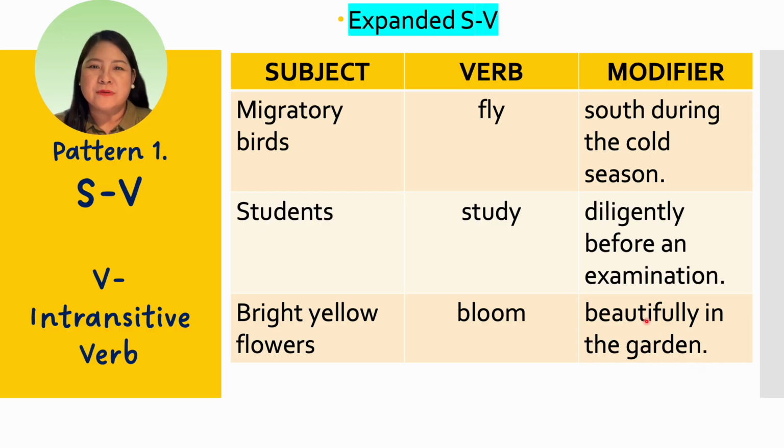Ma'am, what about without these modifiers? Are these sentences correct? Yes. Migratory birds fly, students study, bright yellow flowers bloom. These are already complete and correct.